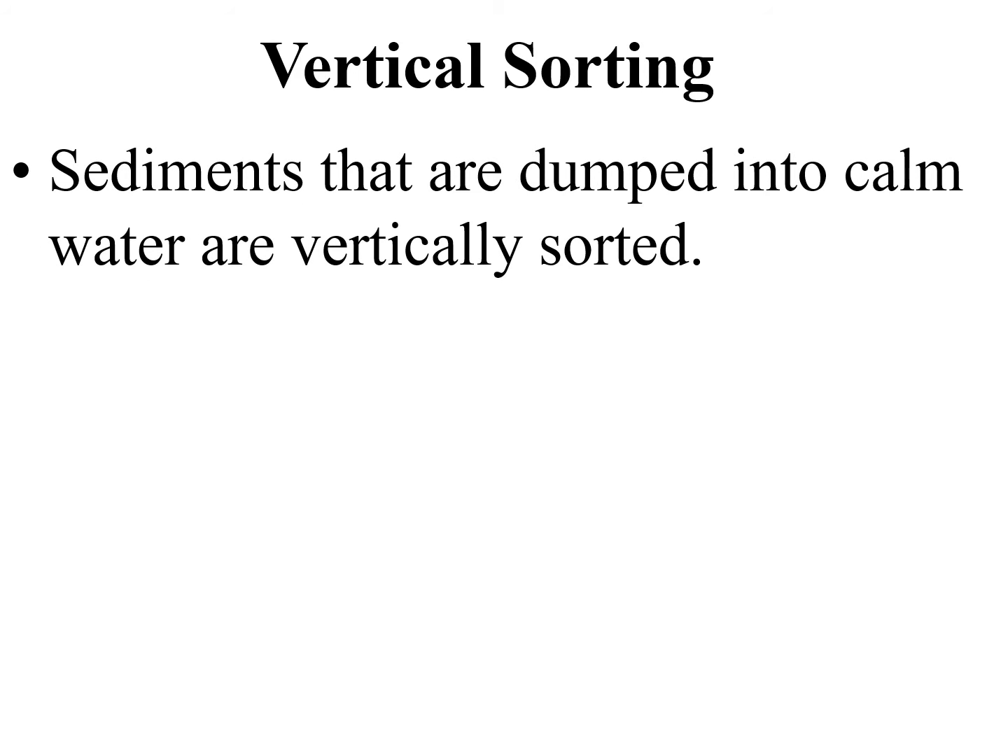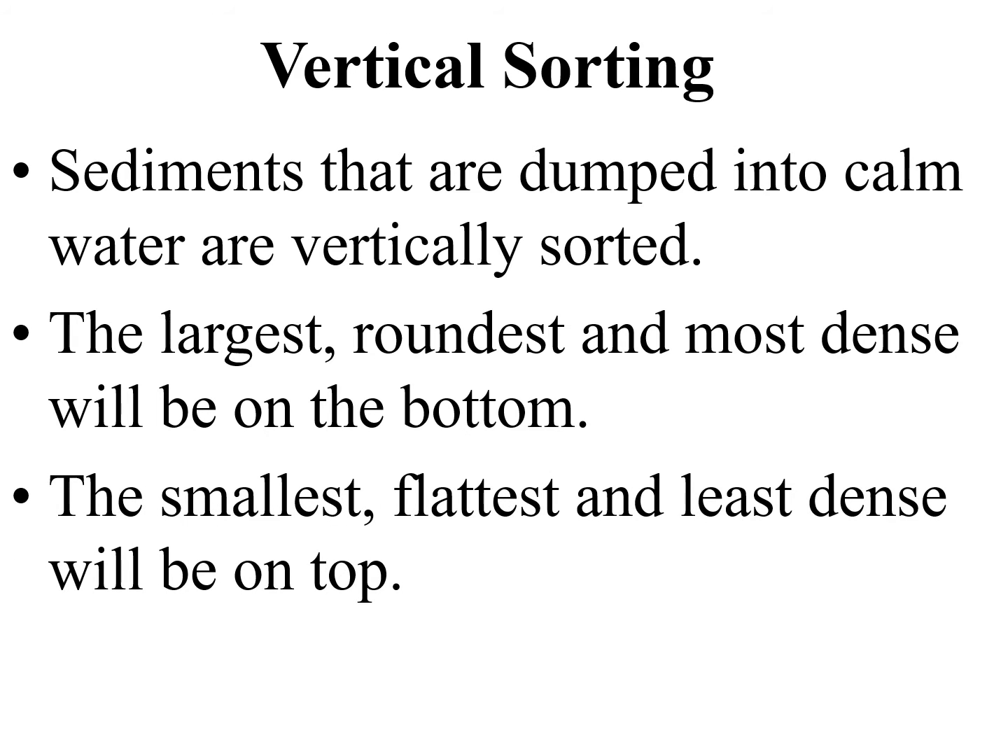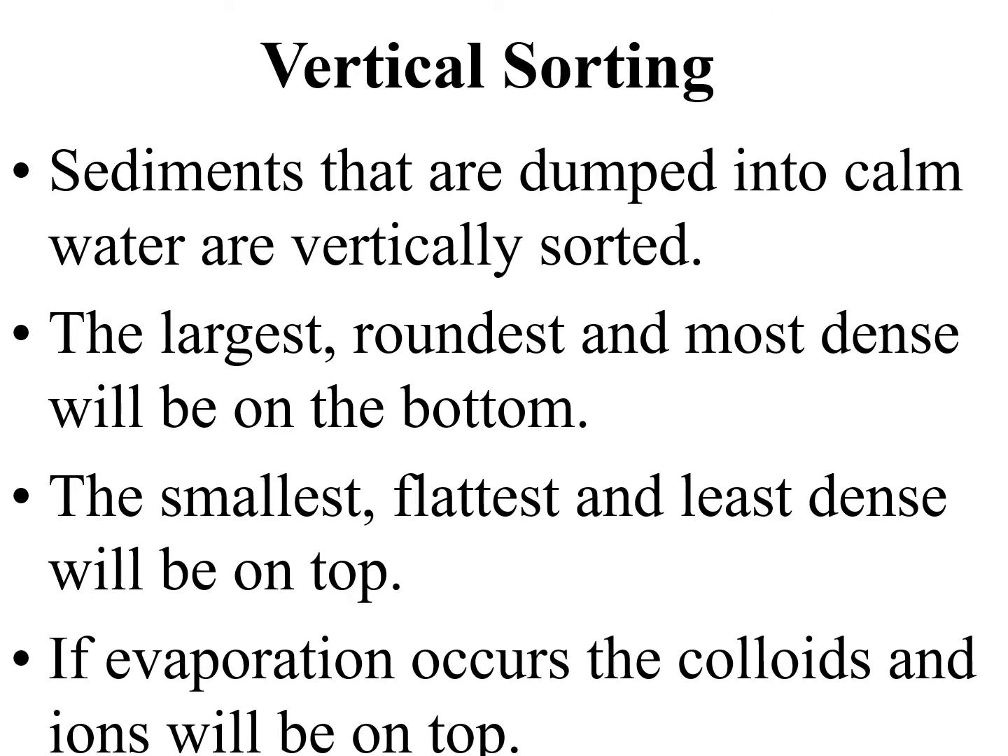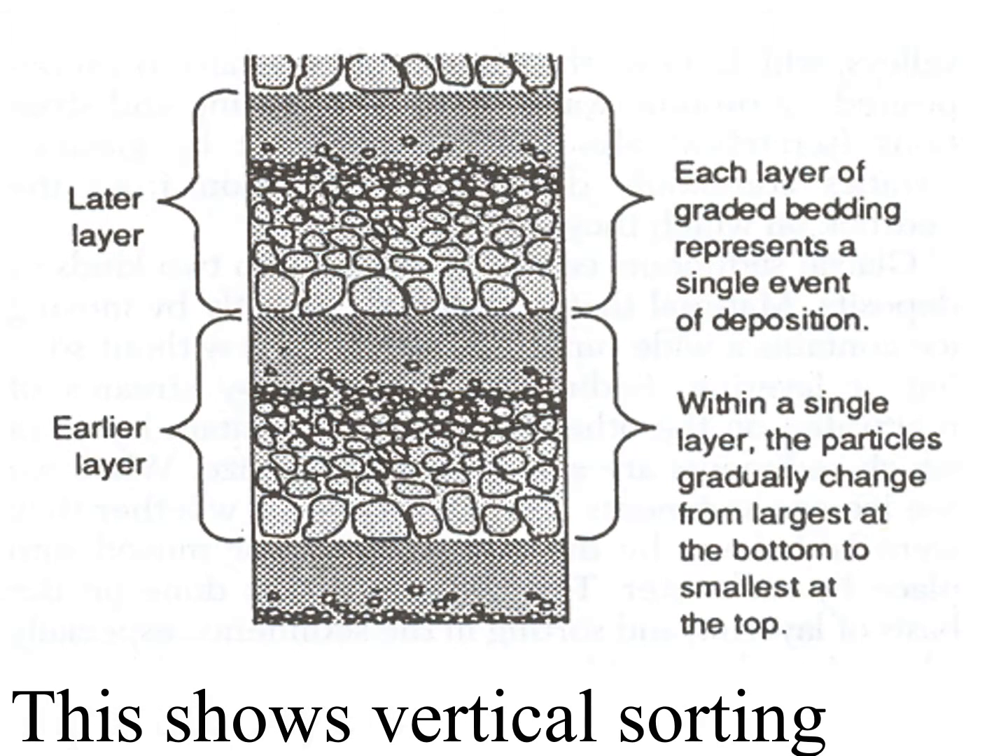So for vertical sorting, if the sediments are just dumped into calm water, they would be vertically sorted. So you'd have the largest, roundest, most dense on the bottom, and the smaller ones would be on the top of that. And if you can evaporate it, then on the very top, you'd have the colloids and ions. So you could do this. There's a sediment tube, and if you shake it, sure enough, you get the largest particles settling out first. So this shows examples of vertical sorting, and each layer would be a separate event.